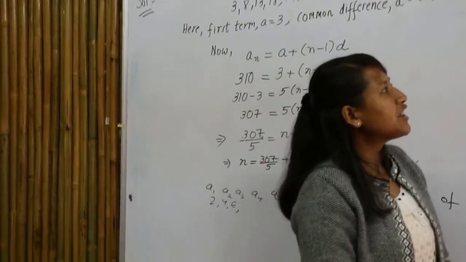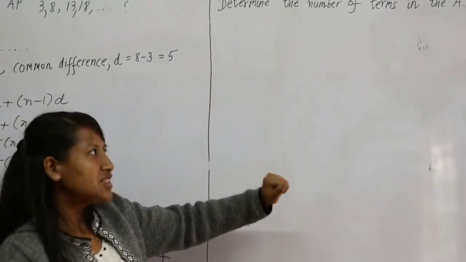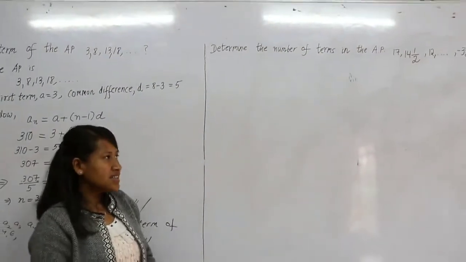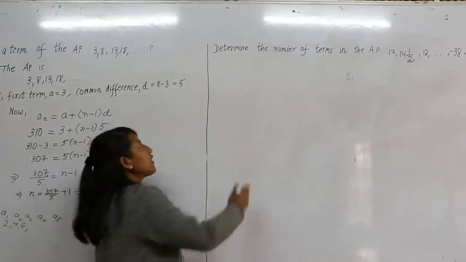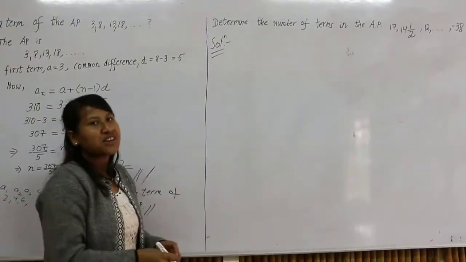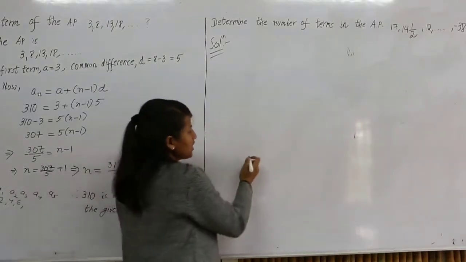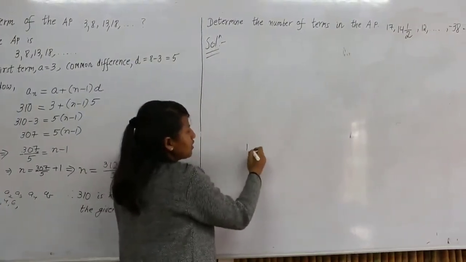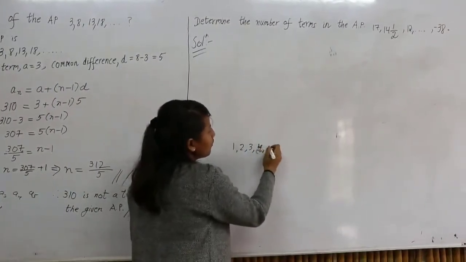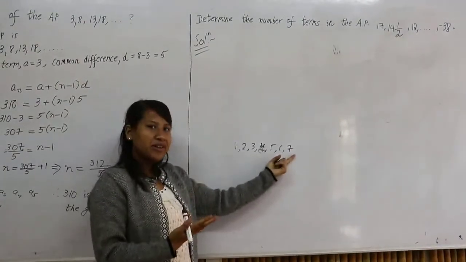So the next problem. Determine the number of terms in the AP 17, 14 and a half, 12, and they have given the last one which is minus 38. So how to solve this one? The number of terms means you're counting, 1, 2, 3 and so on. Suppose I've given you 1, 2, 3, 4, 5, 6, 7, easily you can make out that there are 7 of them, isn't it?